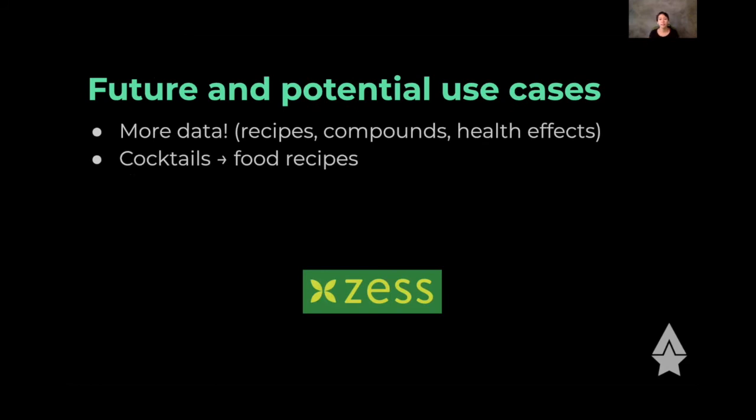So that's kind of the exciting point where we're at with this project. And of course, there's still a lot to do and still a lot that can be done. There's always the goal of adding more data. This includes more recipes, ingredients, compounds, health effects data, and possibly other ontologies as well.